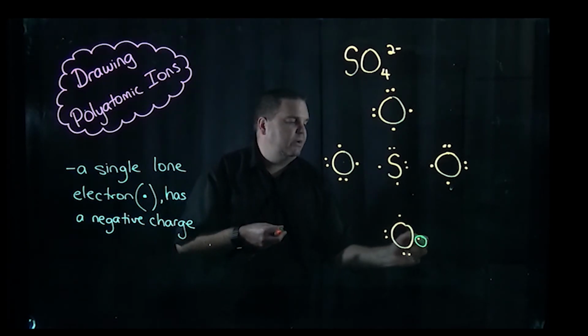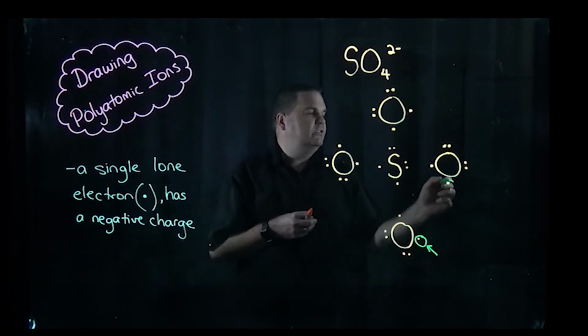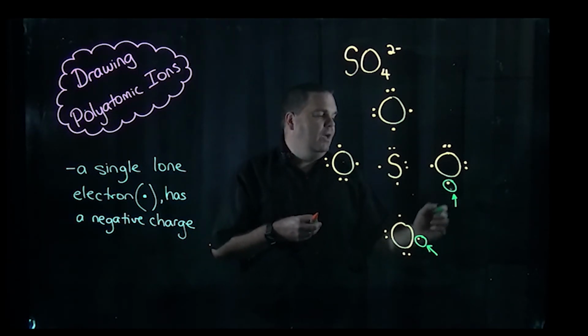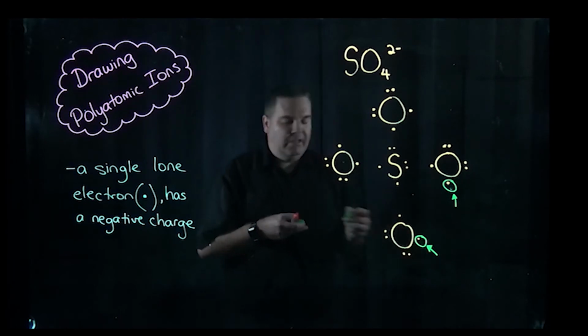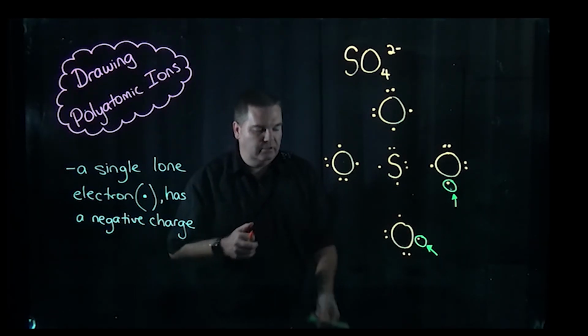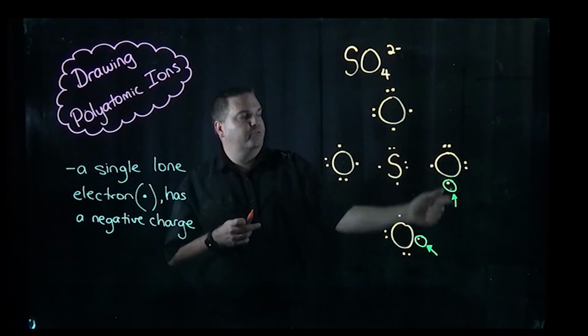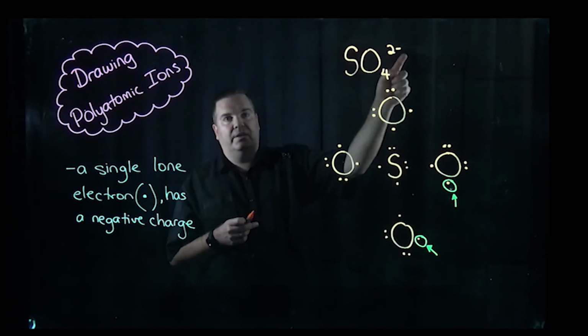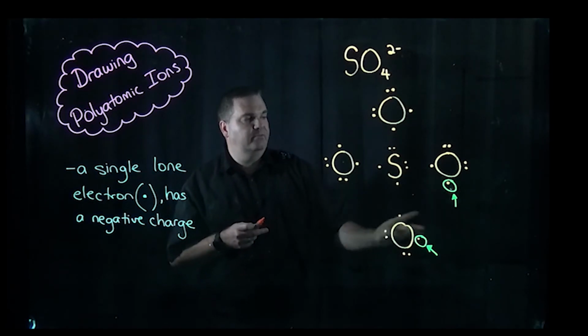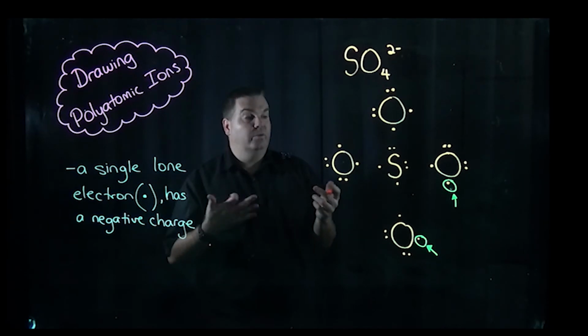So I'm going to choose this one here, I'm going to keep that one free, and I'm going to choose this one here, I'm going to keep that one free. Doesn't matter which ones you choose, as long as they're on different atoms. And we need to have the same number of free electrons here as we've got up here. So these two electrons are not going to be involved in bonding. The rest of them though, we're going to bond up.